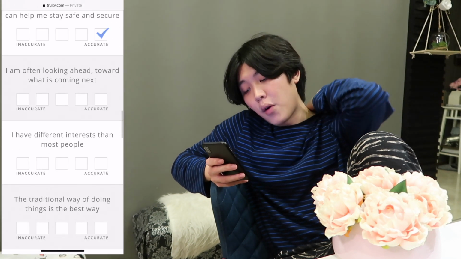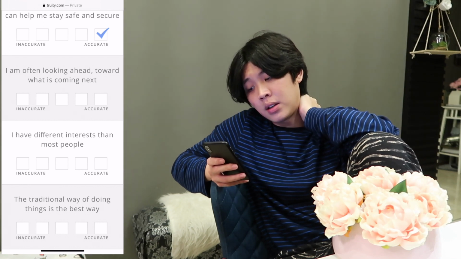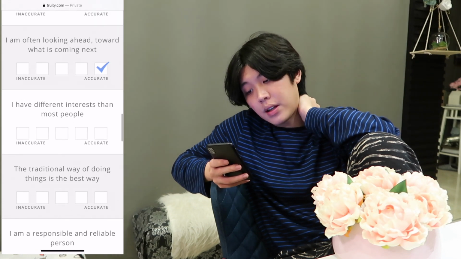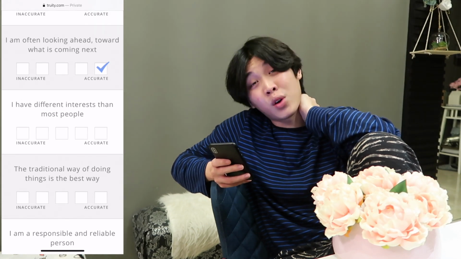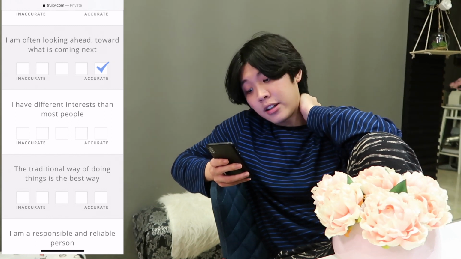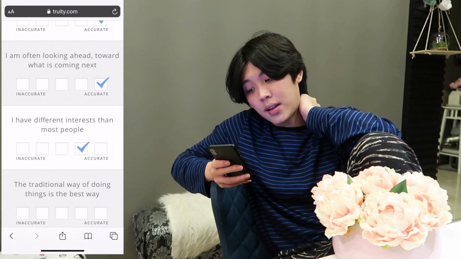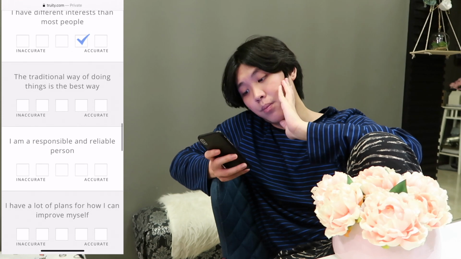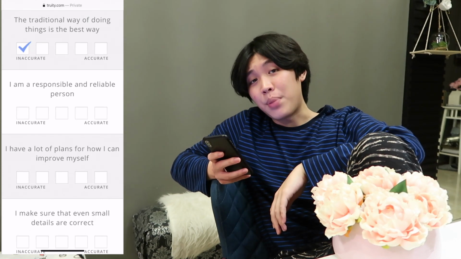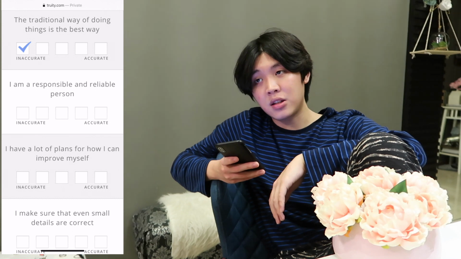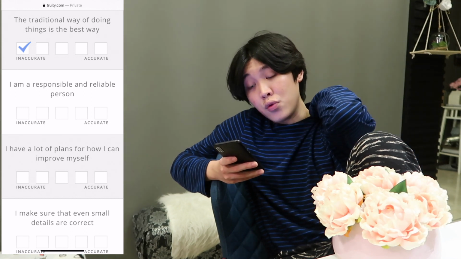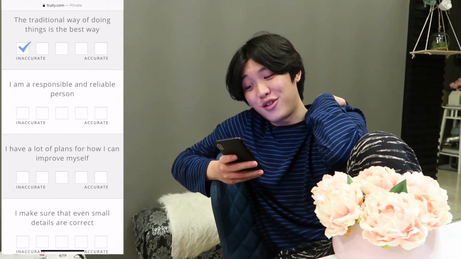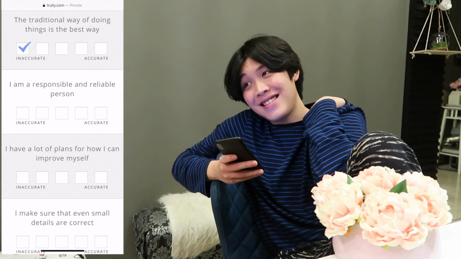Yep, I'm often looking ahead toward what is coming next. Yep, I have different interests than most people. Kinda, but not really, so I'm gonna go with slightly accurate for this. The traditional way of doing things is the best way. Nope, sorry, your boy is literally not a traditional kind of person, so nope. There's no best way in life, only the decisions and the directions that you choose that will make the way the best way. Oh my gosh, man, deep.